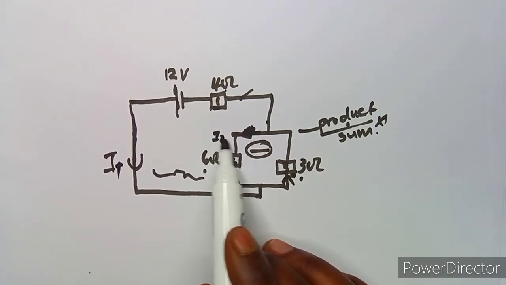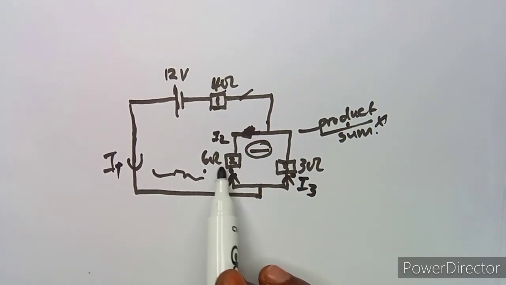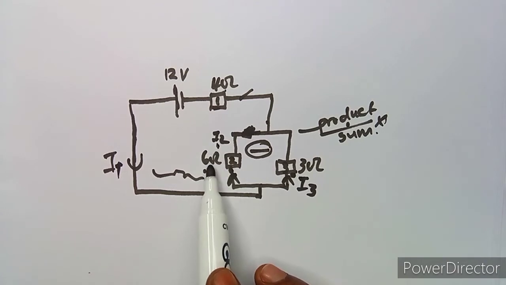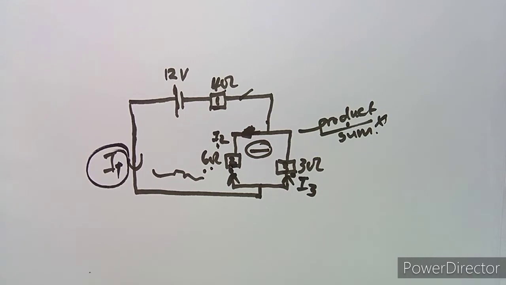Let's just call this I2 and this one I3. But in order for you to have this current in this resistor, which is R2, we must have the total current. There is no way. We need to have the total current of what? Of the circuit, which we know that we can use.